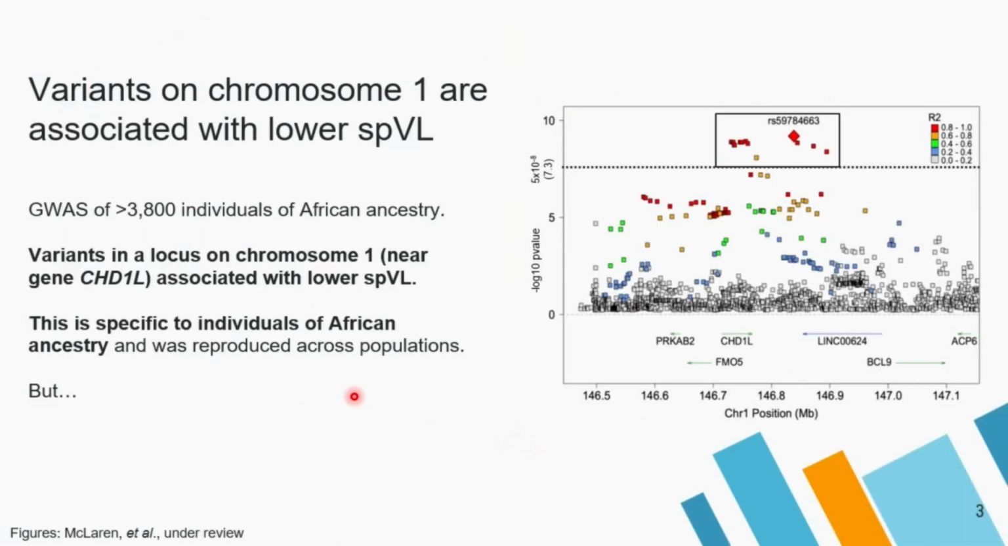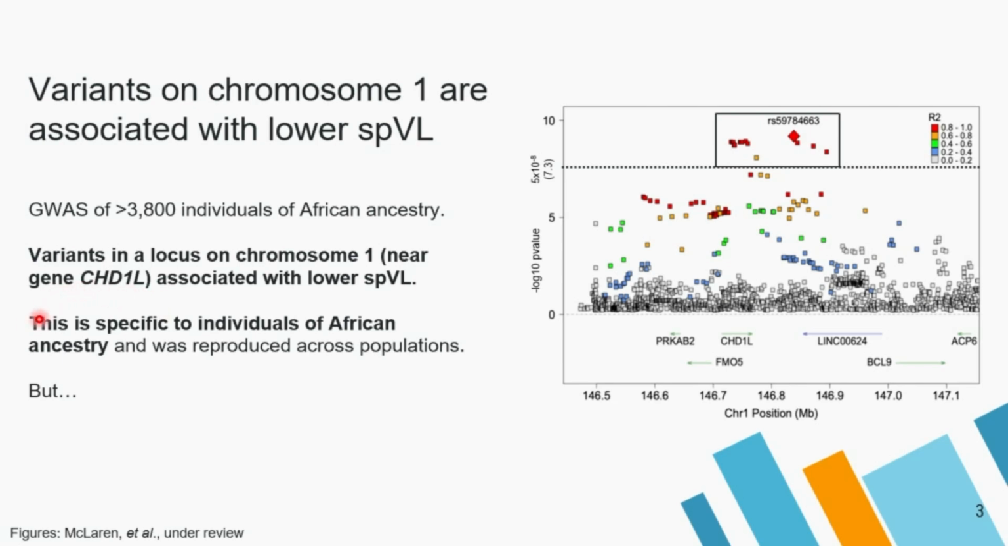Unfortunately, in the Barth et al. study, as with a majority of genome-wide scans, the individuals were of European ancestry, meaning that these scans miss the populations that are most impacted by HIV, but also the majority of human genetic diversity. And so to address this, our lab group conducted a genome-wide association study in more than 3,800 individuals of African ancestry. And what they found was that there are variants in a locus on chromosome 1 near a gene called CHD1L that is associated with lower set point viral loads.